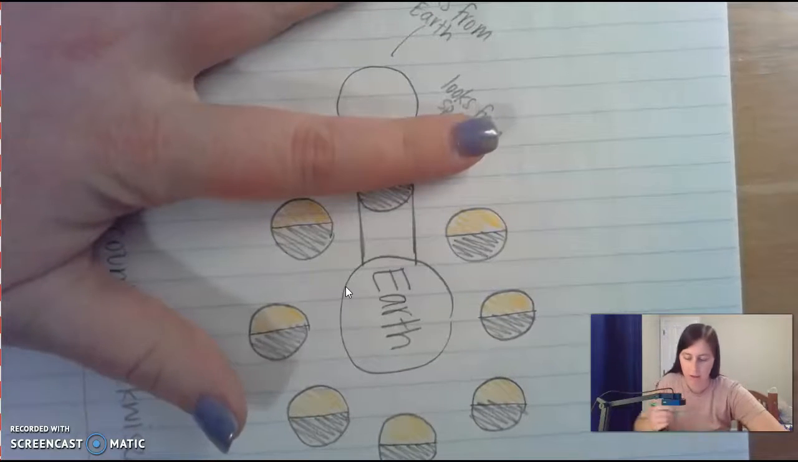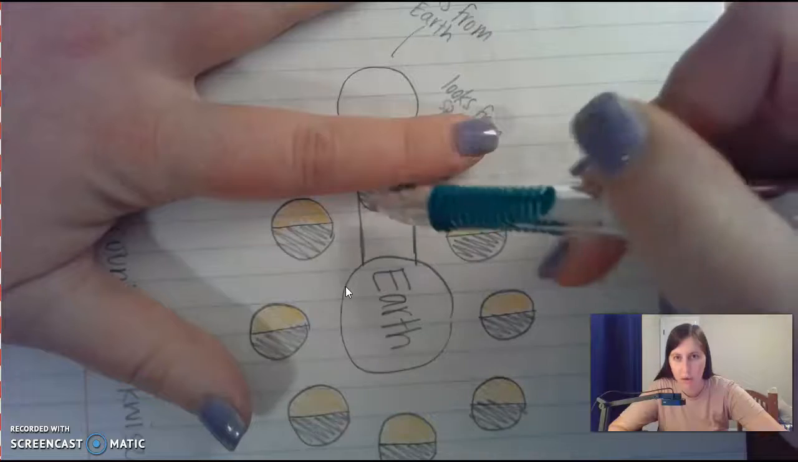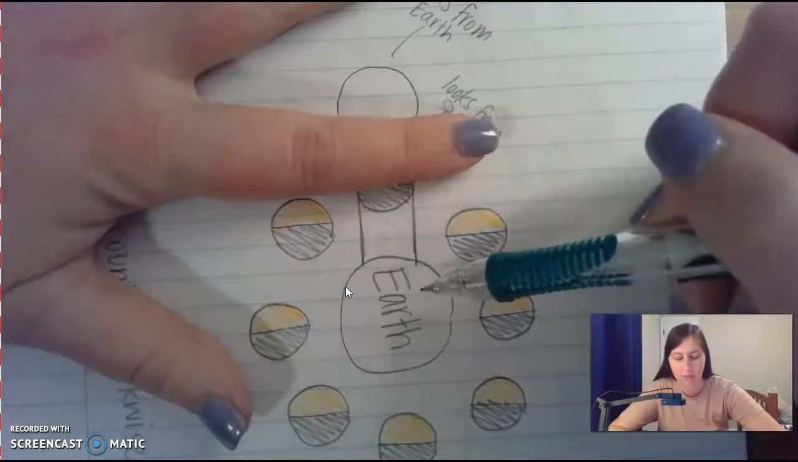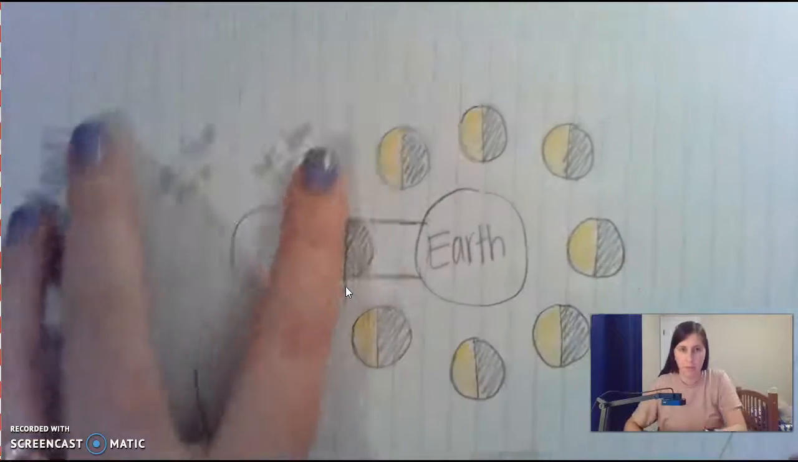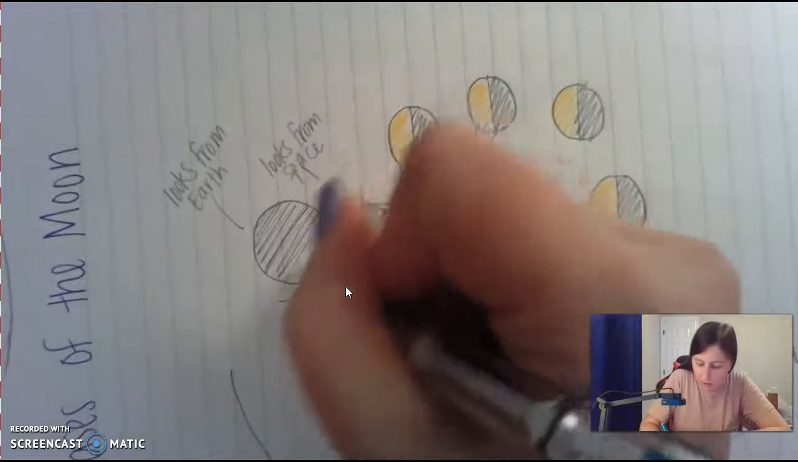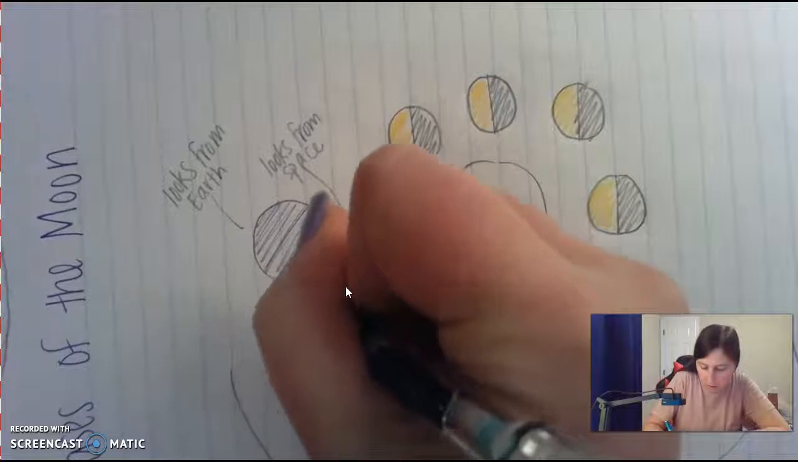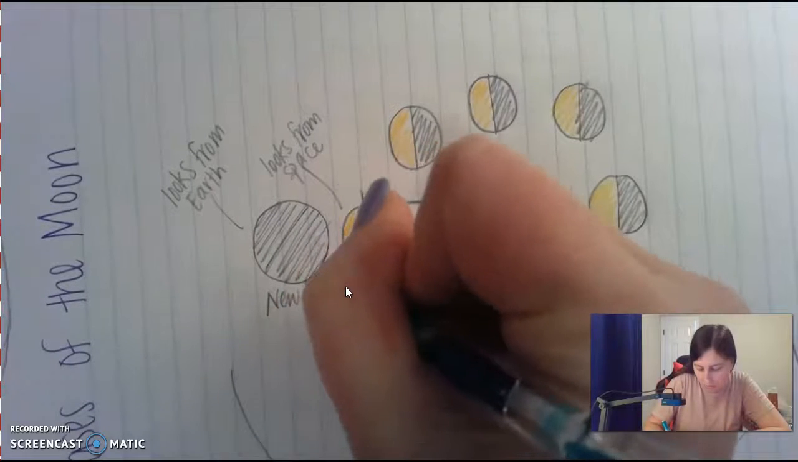And so right here, in this little section, the only part that's facing the Earth is the part that's totally dark. So I'm going to fill this in here because we only saw where it was totally dark. And this is called a new moon.